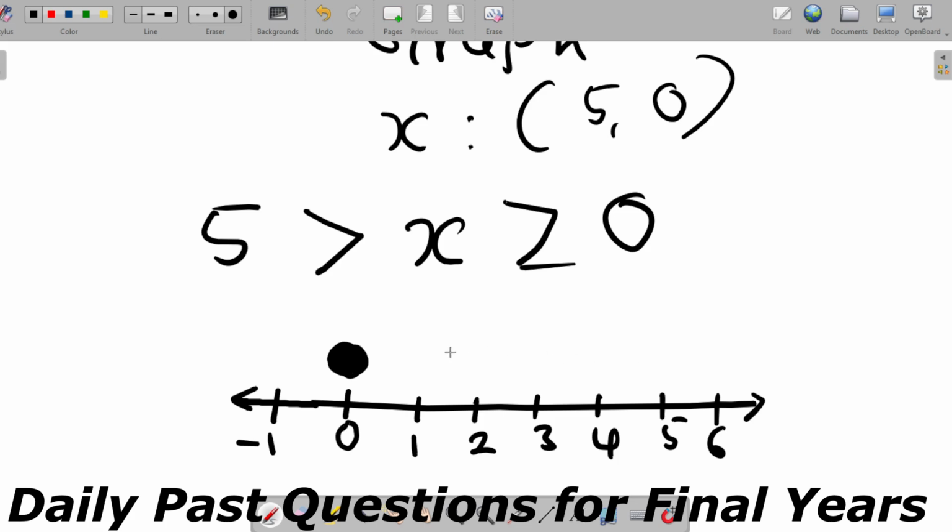This 5, we are not going to use a closed circle, because the 5 is not included. So in this case, you use an open circle, and the meaning of the open circle is that the 5 on this number line is not included in the element of x, or the value of x. So this is how you solve this question.